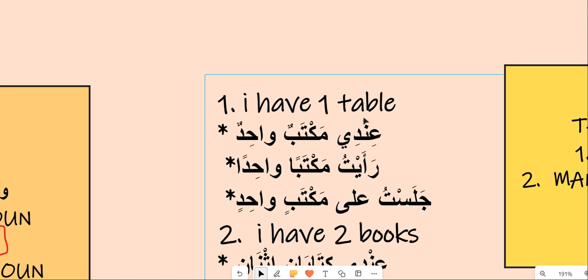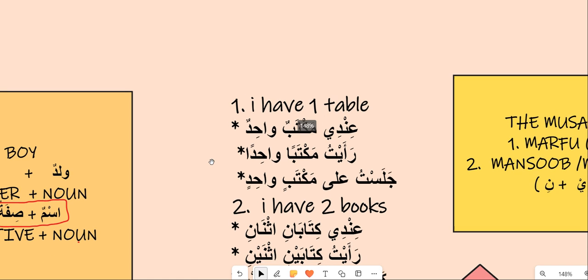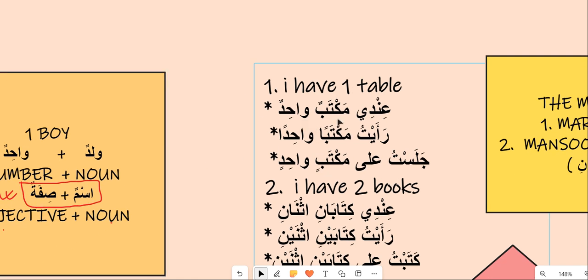The number one. I have one table. Now, what do you have to do? How will you say I have one table in Arabic? I have means عندي, and this is ya mutakallim. عندي means I have. عندي مكتب واحد. One table. Apply the formula, ism and sifa, as you can see here. So you apply ism, maktabun. Wahidun is the sifa coming for maktab.